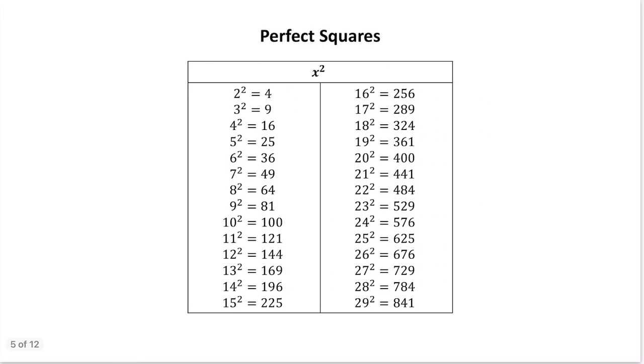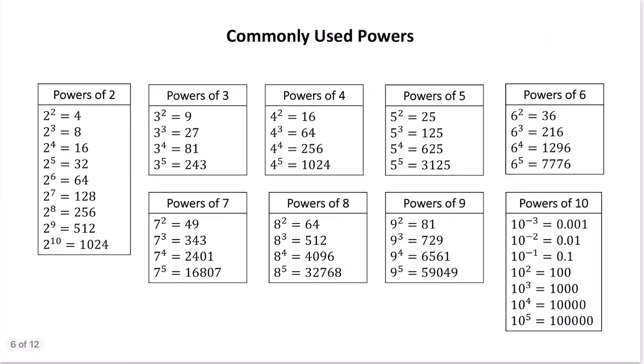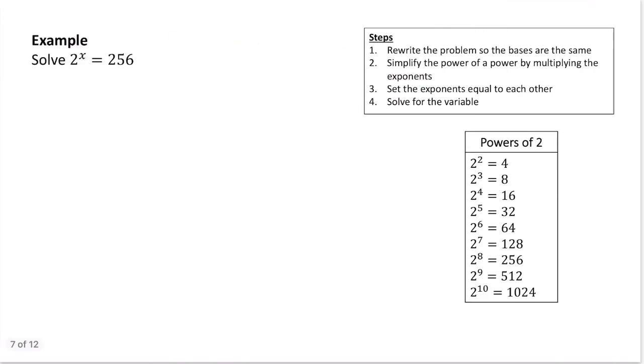You'll see that chart has one page full of perfect squares. And the next page has a list of commonly used powers that we can use to rewrite some of these problems. For example, if we're solving 2 to the x equals 256, at first glance, you may not be able to tell that 256 is a power of 2. But if we look at our chart, you can see that 256 is actually 2 to the 8th. So let's use that to rewrite this problem. Now we have 2 to the x equals 2 to the 8th. And now we can just solve it like we did the previous problem. We can set the exponents equal to each other, so we have x equals 8.